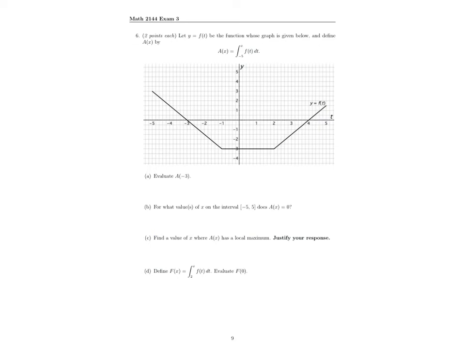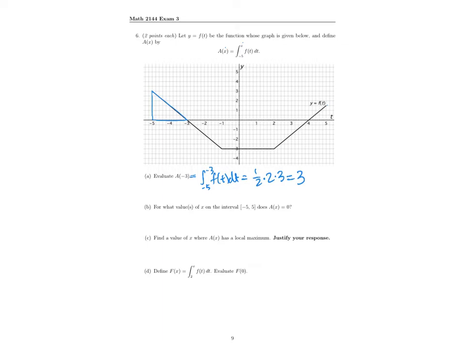So for this one, I want to evaluate a of -3. In my function a of x, the x becomes the top bound. So this is going to be the integral from -5 to -3 of f of t dt. And there's my function f right here. If I want to integrate from -5 to -3, it's just going to be the area of this triangle right here. The area of that triangle will be 1/2 base times height, so 1/2 times the base, which is 2, times the height, which is 3. So the area of that triangle is 3.